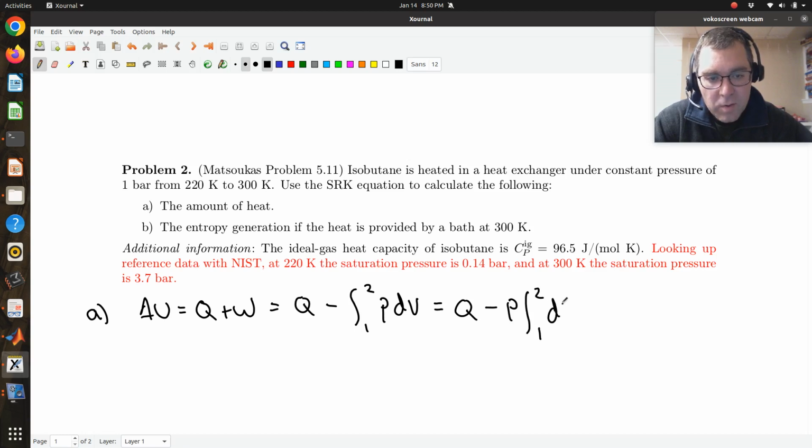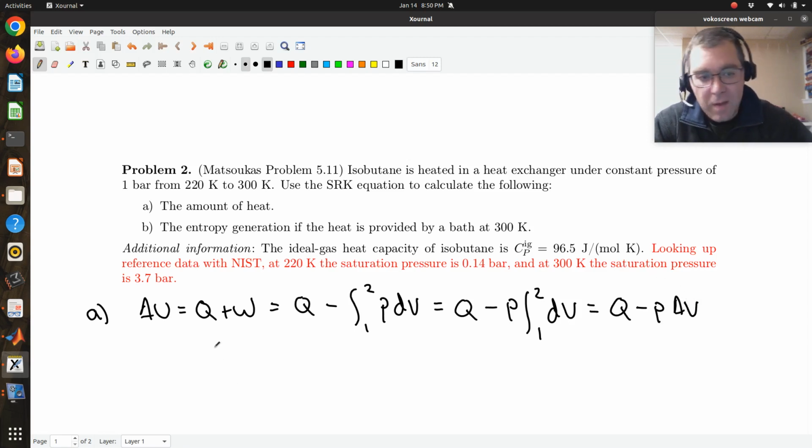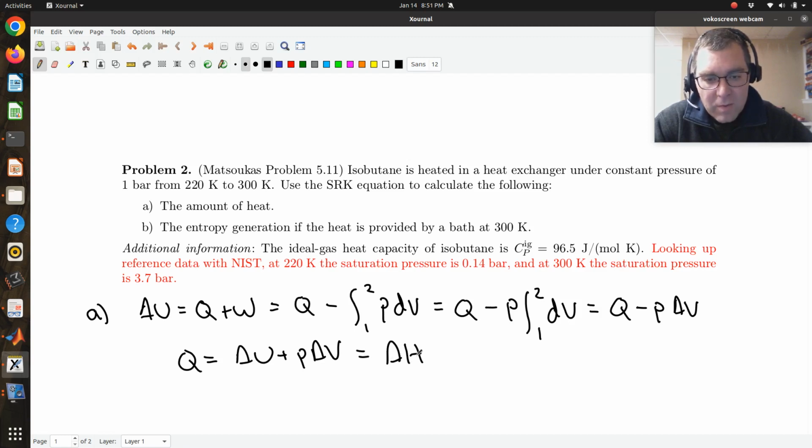to 2 dV. This would just be V2 minus V1. I'm going to write V2 minus V1 as delta V. Why am I going to do that? Because if I take my equation and rearrange for Q, if I bring negative P delta V over to the left, I get delta U plus P delta V, where delta U plus P delta V is just equal to delta H.